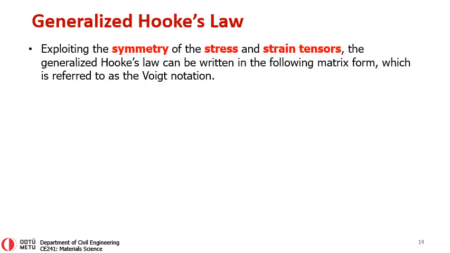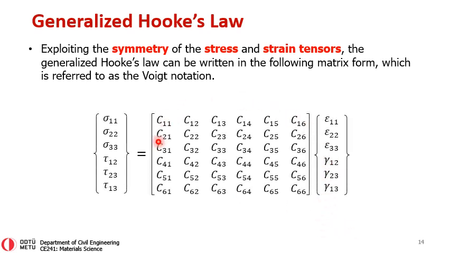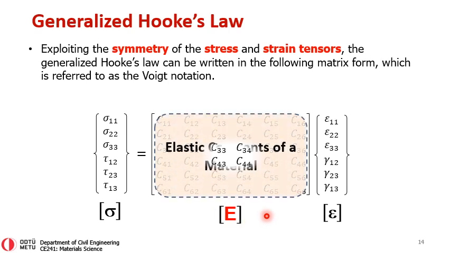Now, this symmetry, we can utilize it, and we can write this generalized Hooke's law in a different matrix form, which is referred to as Voigt notation. So this is the elasticity tensor. This is the stress tensor, but look over here. It's not in a matrix form, it's rather a vector form, and these are the strain components, again represented in a vector form. And stresses are proportional to strains through some elastic constants. And this matrix is basically termed the elastic constants of a material, in the most general case for an anisotropic material.